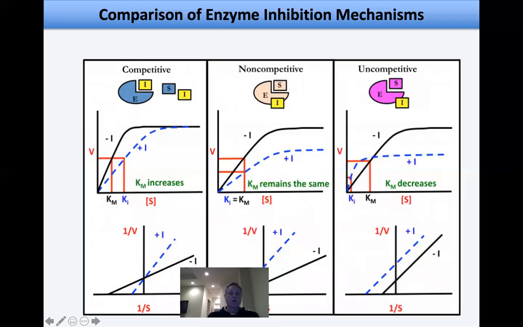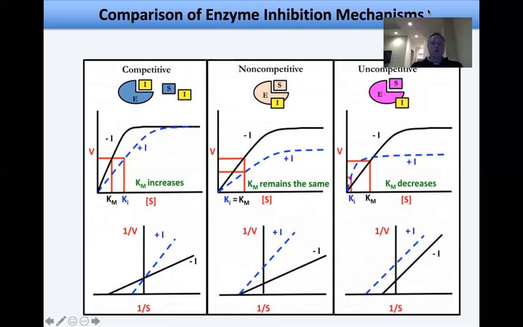And so you should be able to think about what these look like. You should be able to draw all these out for each individual mode of inhibition. They're pretty important.